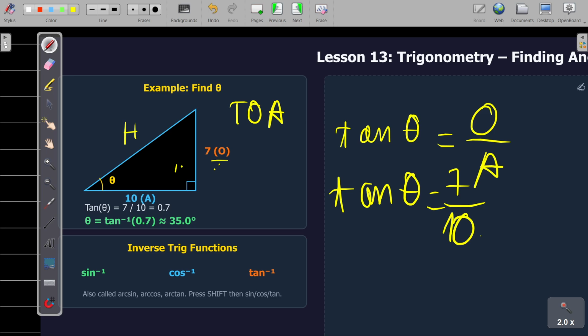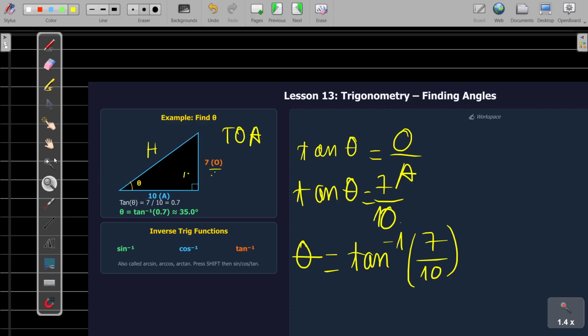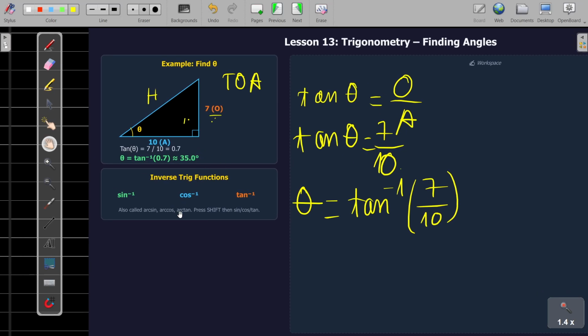Now, this is the hard part where you have to use a calculator, because you want to get rid of this tan on the left. Yes, there is a thing called the inverse tan, where you will write something like this. This is something that you cannot do on your own by hand. You have to rely on a calculator here. This is written as tan to the power of -1 on the other side. So theta equals inverse tan of the fraction 7/10.